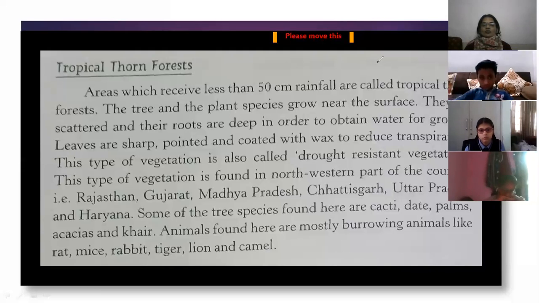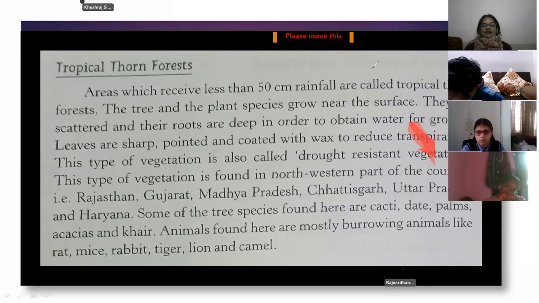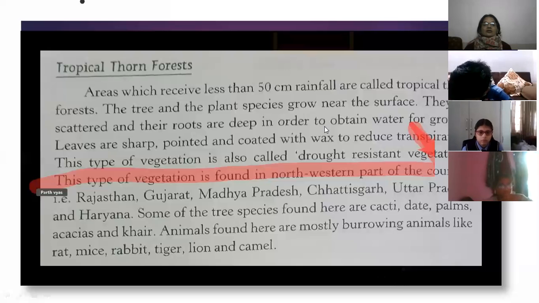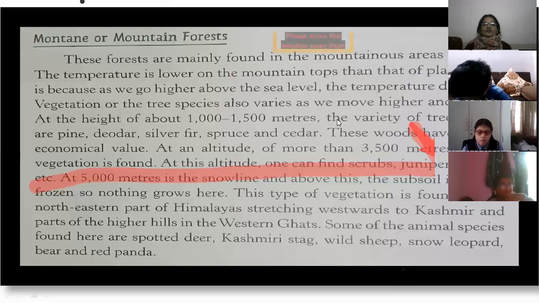Animals found are mostly burrowing animals. Burrowing means the animals which live inside the soil. They are called burrowing. They are rat, mice, rabbit, tiger, lion and camel. So this was about the thorny forest. Now we move towards the mountain forest.